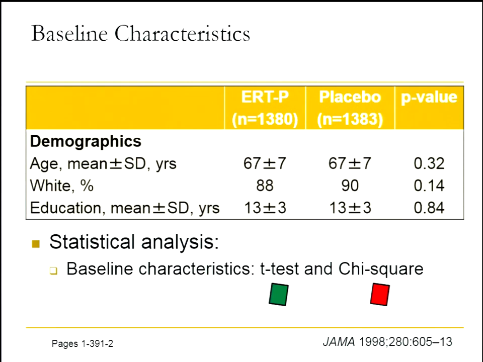So let's start with age. You can see here the mean and the standard deviation of age in years: 67 years of age versus 67 years of age with a standard deviation of about 7. So someone asked me in the break a really good question: how do we know these data are normally distributed?